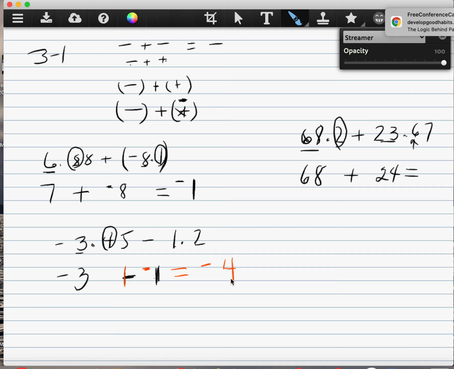Now, if it's multiplication, remember, if the signs are the same when you multiply, then it's always positive. A negative times a negative, or a negative divided by a negative, equals a positive answer. A positive multiplied by a positive or divided by a positive equals a positive, because the signs are the same, okay? But anytime they're different, the answer is always negative. That's true for multiplication and division.